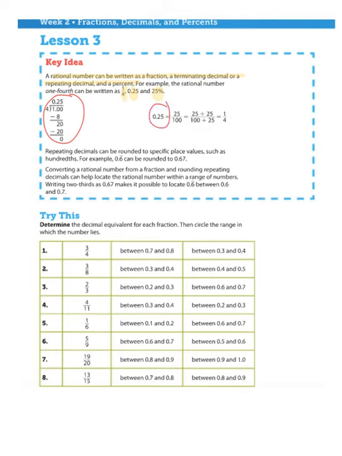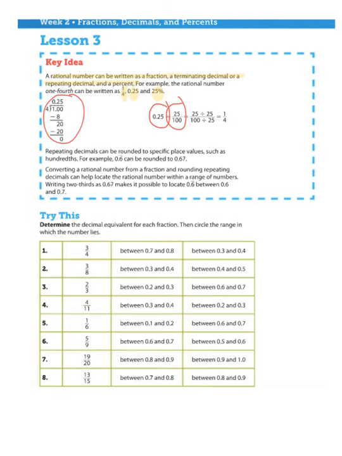And then over here, they show how they took the decimal and turned it into a fraction. And remember, when we're taking a decimal and turning it into a fraction, it's going to be out of 100. So they took 25 over 100, divided the top and the bottom by 25, and got 1/4.